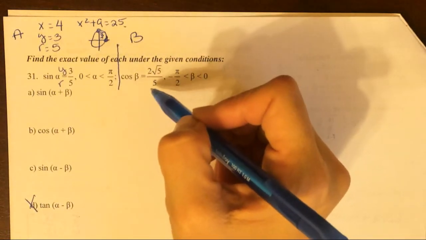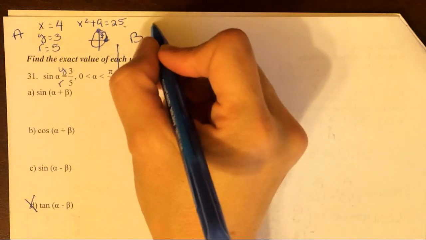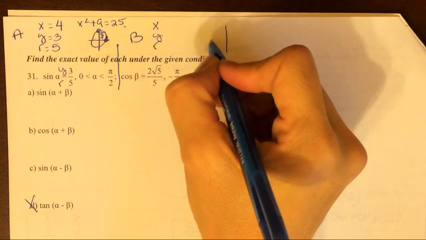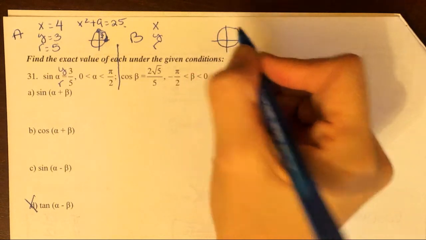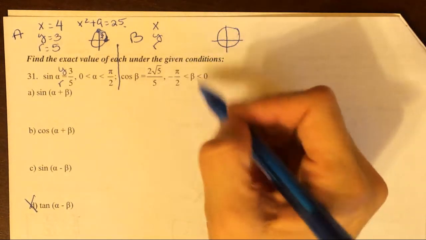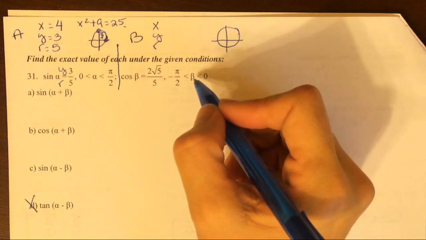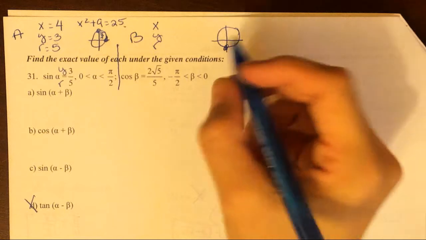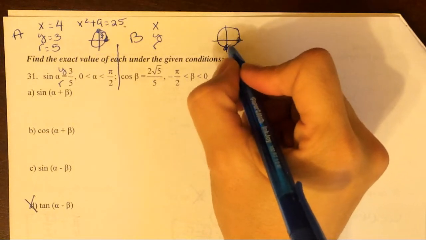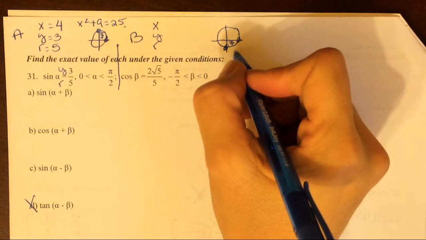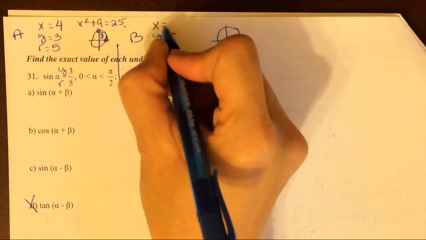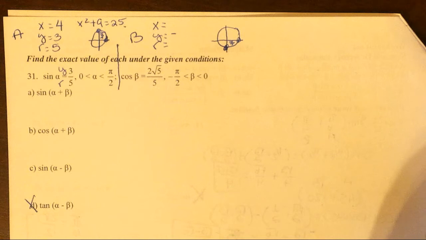Now I'm going to do the beta side. Same steps. I need an x, a y, and an r. I'm going to go find my quadrant. I'm going to mark the 2 points they gave me, the 2 conditions they gave me. They told me that my b is going to be between negative pi over 2, which is down here at the bottom, and 0, which is to the right, which puts me in quadrant 4. In quadrant 4, I know that my y value will be a negative. So I'm going to go ahead and put a negative there before I forget.